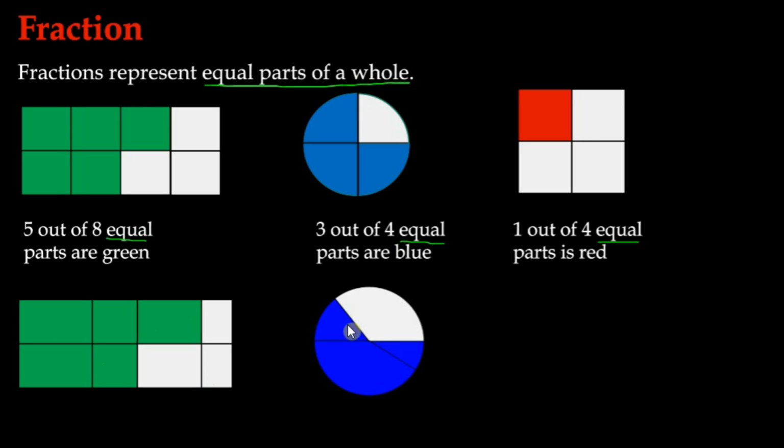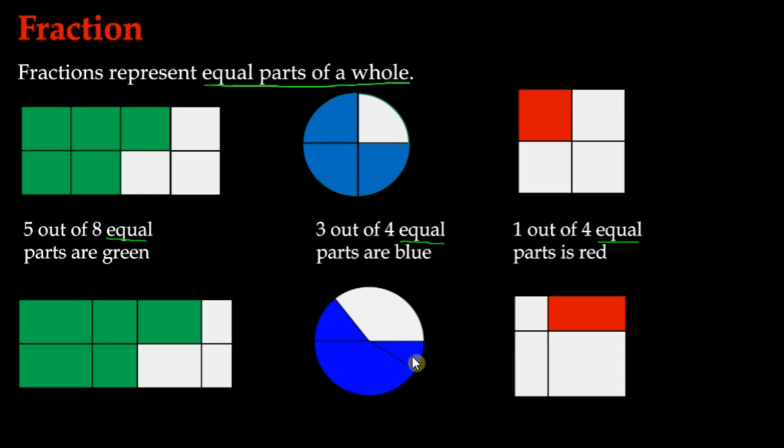A circle here is also divided into 4 parts, but they are unequal. So we cannot say 3 out of 4 equal parts. Similarly, a square, even though it is divided into 4 parts, we cannot say 1 out of 4 equal parts because the parts are unequally divided. Therefore, the examples above form fractions because the shapes are divided into equal parts. But the examples below do not form fractions because the shapes are divided unequally.